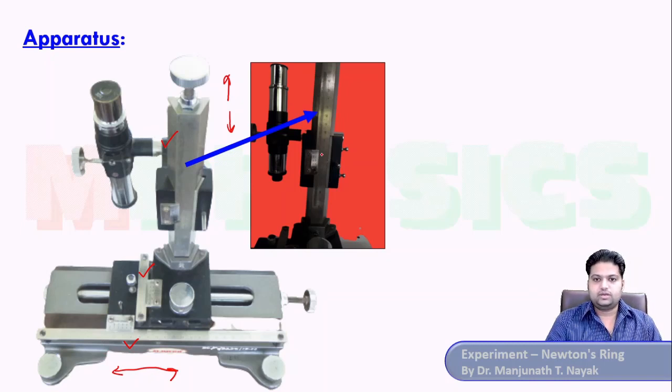Okay. So I've tried to zoom in. There are 3 scales here, and you can use any one of them. The least count will be equal to 0.001, because the smallest division is 0.05 divided by the number of divisions, 50.